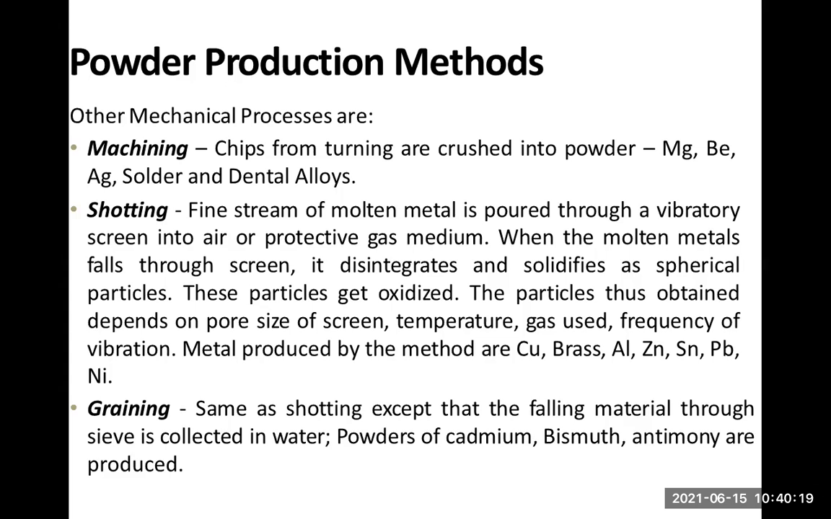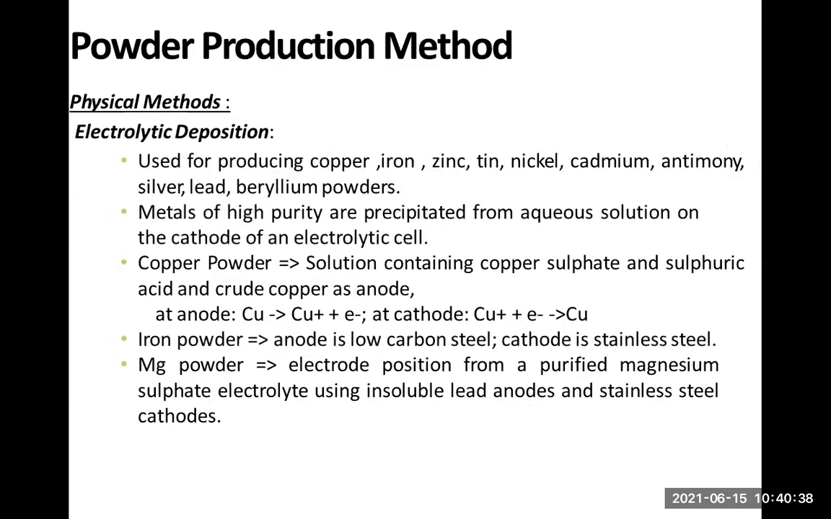Here, the powders of cadmium, bismuth, and antimony are produced, especially whenever we require the different powders which are manufactured. Cadmium, bismuth, and antimony are used for manufacturing purposes. So these are the conditions of how powder production technology is going to be made.